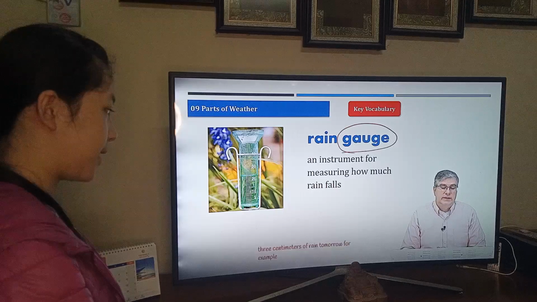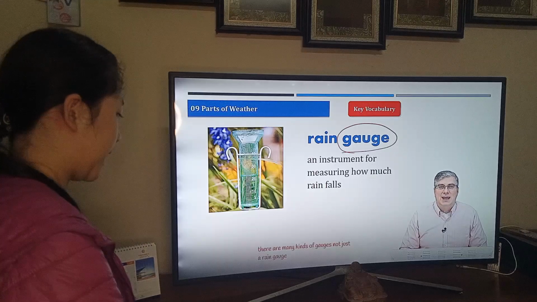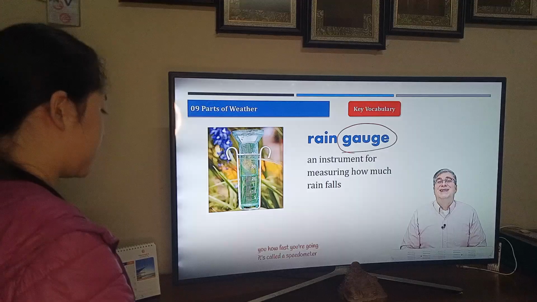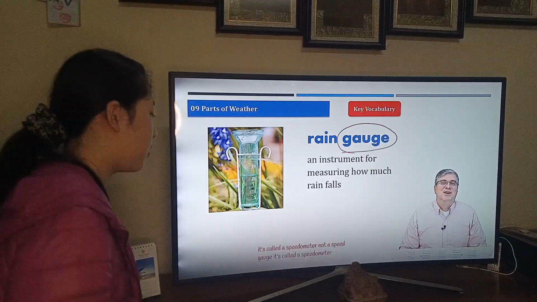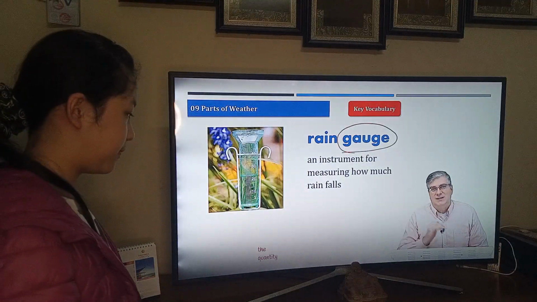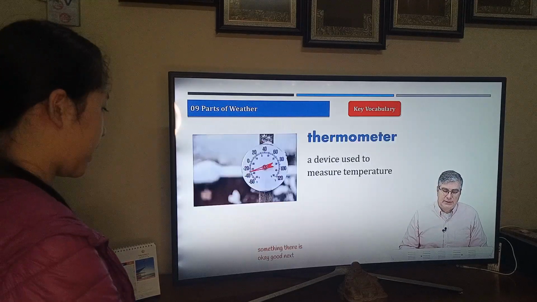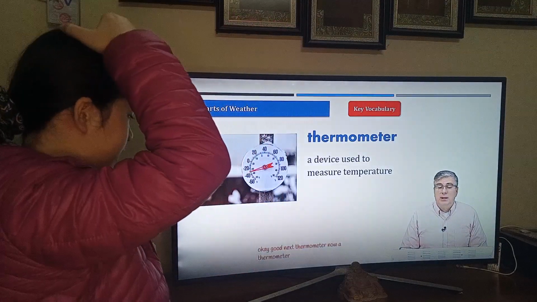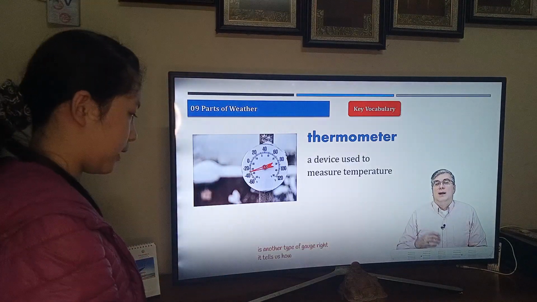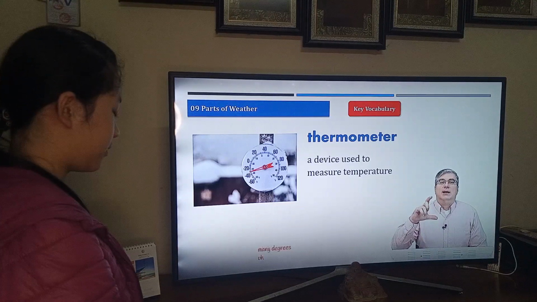Okay, so rain gauge. Remember, there are many kinds of gauges. In your car, the gauge that tells you how fast you go is called a speedometer, and it's a gauge too. A gauge is measuring how much or how many of something. Okay, good. Next, thermometer. Now, a thermometer is another type of gauge. It tells us how hot it is. What is the temperature? That degree?